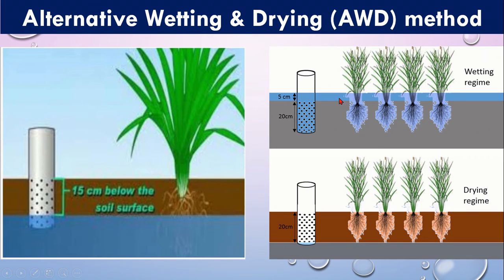You can see the same picture again in detail. Now this is the plant wetting regime. That means this is the pipe, 30 centimeter, 20 centimeter below the soil surface and 10 centimeter above the soil surface, and the water is above the soil surface up to 5 centimeter. And here this is the wetting time. And when you see the drying time, the water goes down 15 centimeter below the soil surface, so you have to apply water at this time. This is called alternate wetting and drying.